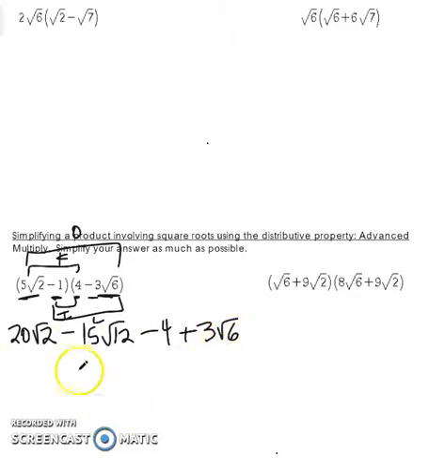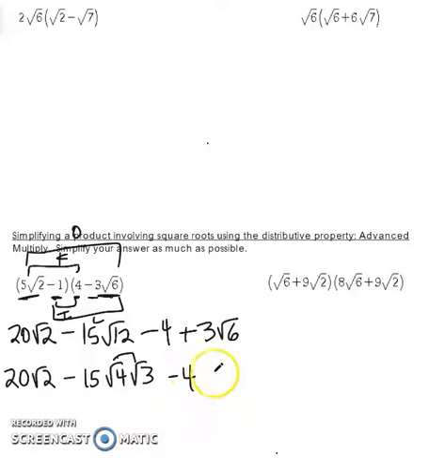Now we need to combine everything as much as possible. Are there any roots that we can simplify? Well, root 12, isn't that just root 4 times 3? Yeah. And root 4 is a perfect square, so go ahead and break that up. We still have our 20 root 2 minus 15 root 4 root 3. That's our root 12, right? Minus 4 plus 3 root 6.